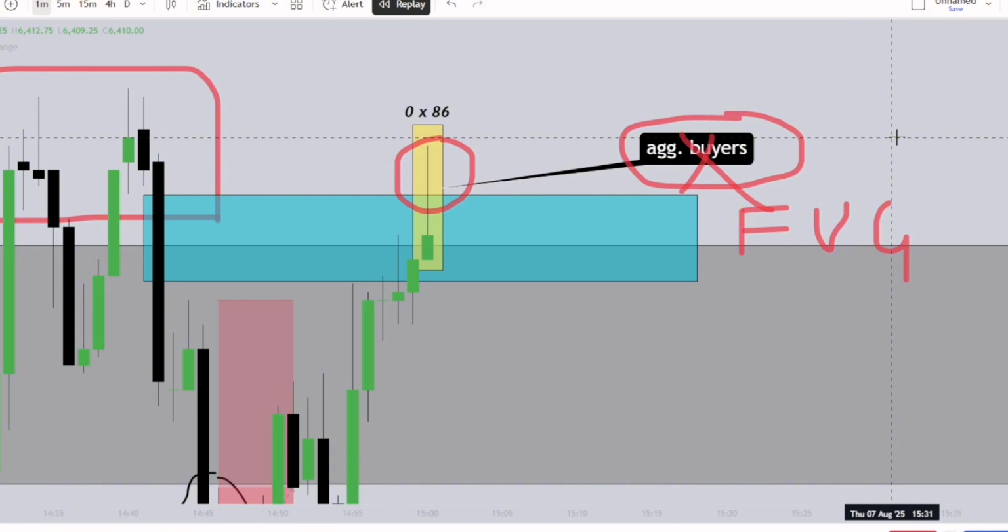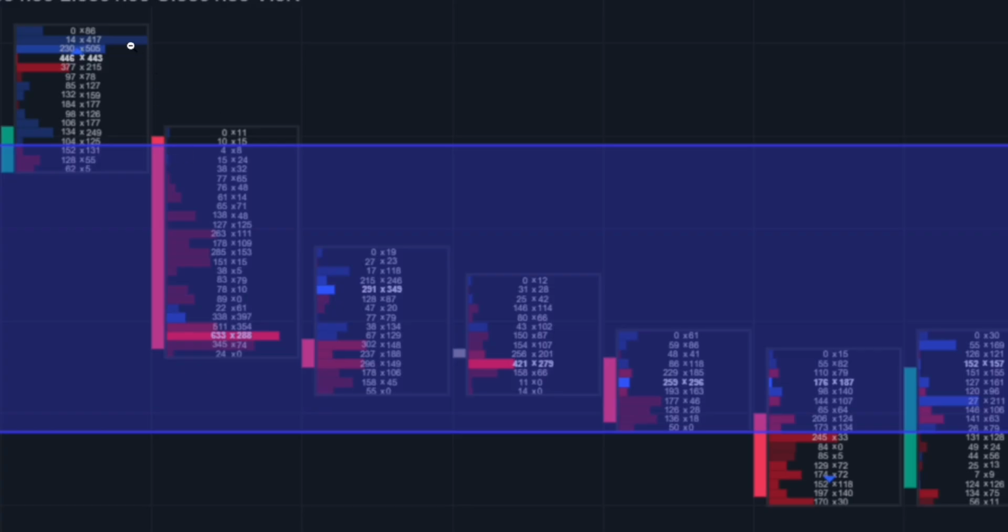So the bid is the left number. 0, in this case, the bid, represents the total number of aggressive sellers. The left number is aggressive sellers. The right number, the ask, represents the opposite, the aggressive buyers. And you can see this via the delta footprint charts.